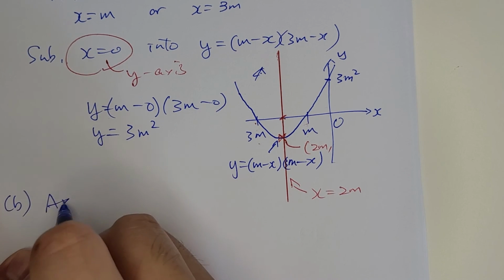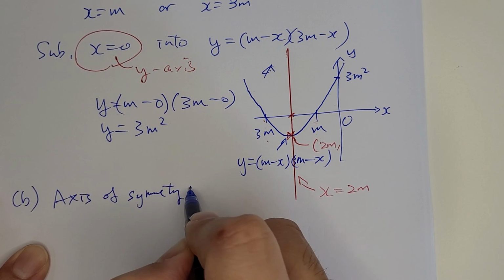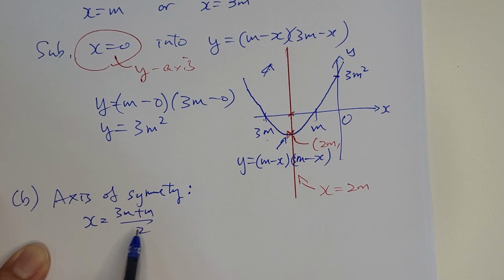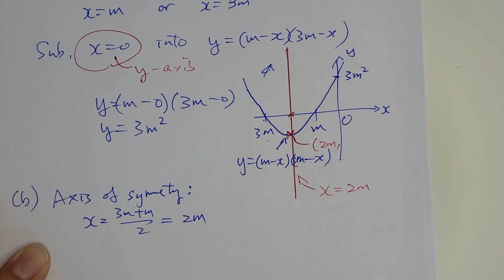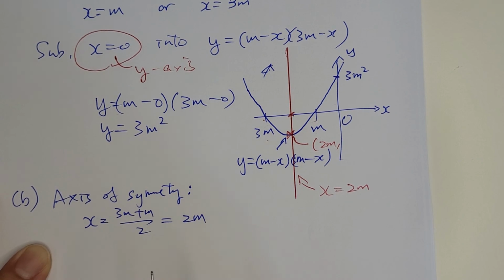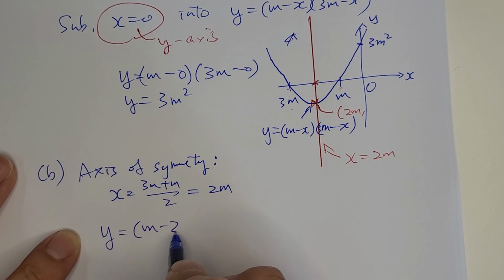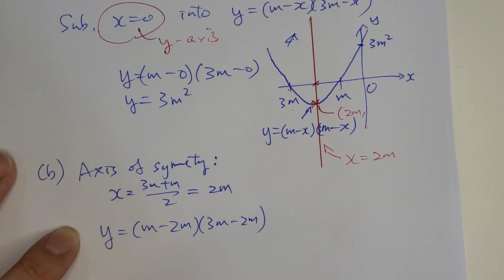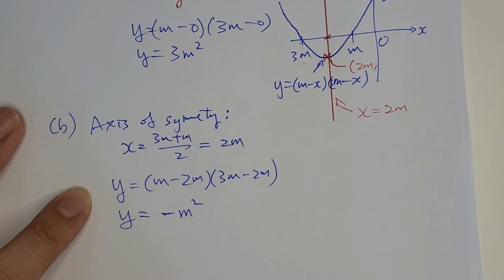So write down axis of symmetry: x equals 3m plus m over 2, the midpoint of the x-intercepts, so 2m. And this x equals 2m also represents the x coordinate of the vertex. Now, how to find the y coordinate? y equals m minus 2m times 3m minus 2m. Substitute x equals 2m in the function. You get y equals negative m squared.